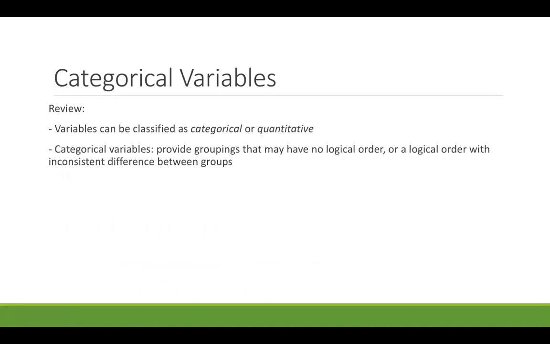So to review, categorical variables are variables that provide groupings that may or may not have a logical order. If they do have a logical order, it's inconsistent between the groups. So categorical variables are qualitative, so you definitely want to remember that whenever you're using them.